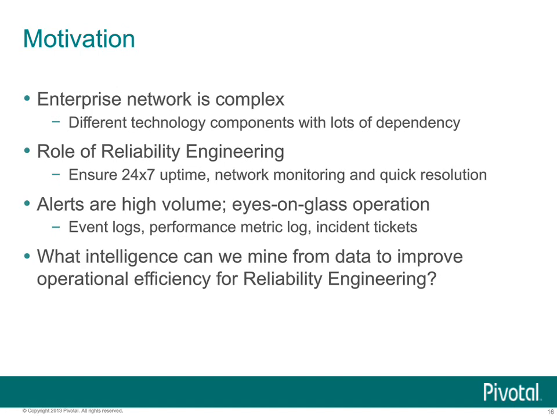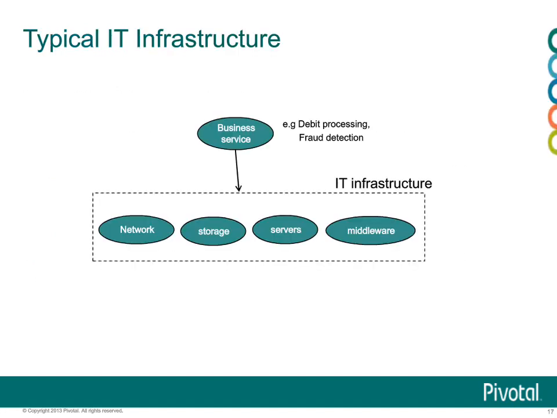So let's take another look at the infrastructure. We basically have business services such as debit processing or fraud detection. There may be multiple business services that are running on top of the IT infrastructure, including components from network devices, storage, servers, and middleware components.